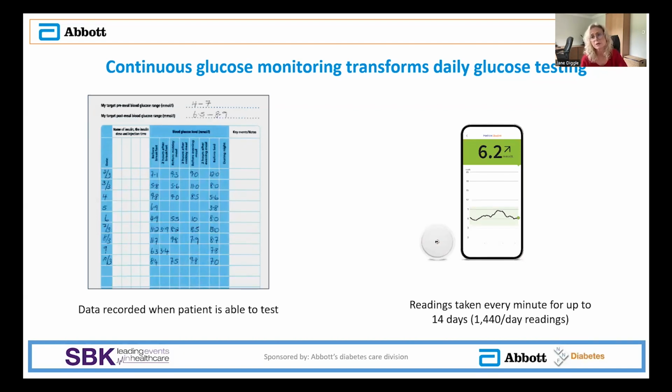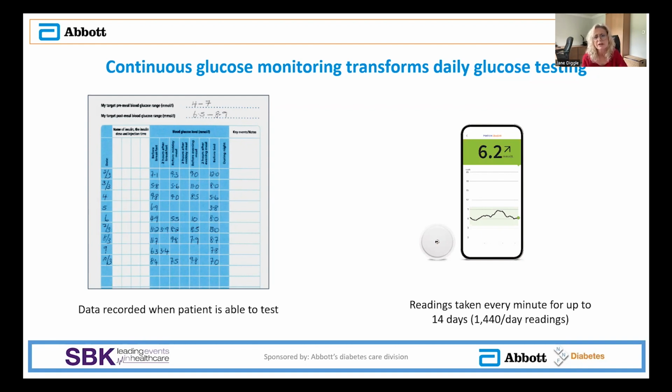you would get from continuous glucose monitoring systems, which are really providing readings that are transmitted minute by minute for the lifespan of the sensor. And in this case, it would be 14 days. So you can see the number of readings that you're getting in a day.